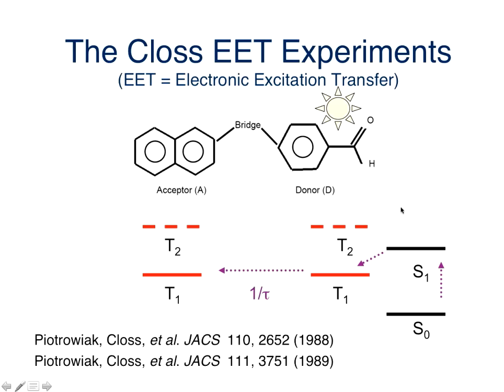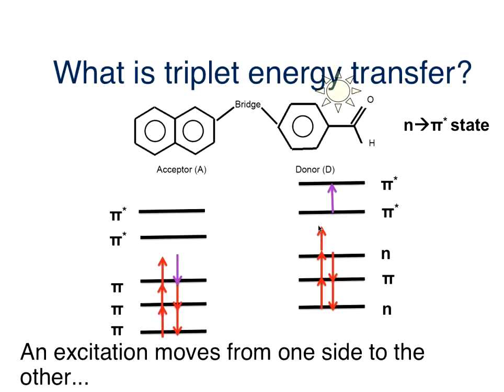Then it transfers over to a triplet by El-Sayed's rule on the molecule here, which we've drawn as benzaldehyde, but really it was benzophenone in the experiment. And then by measuring the T1, T2 signature of either the benzaldehyde or of the naphthalene, you can actually tell how long it takes for the excitation to move from the right to the left.